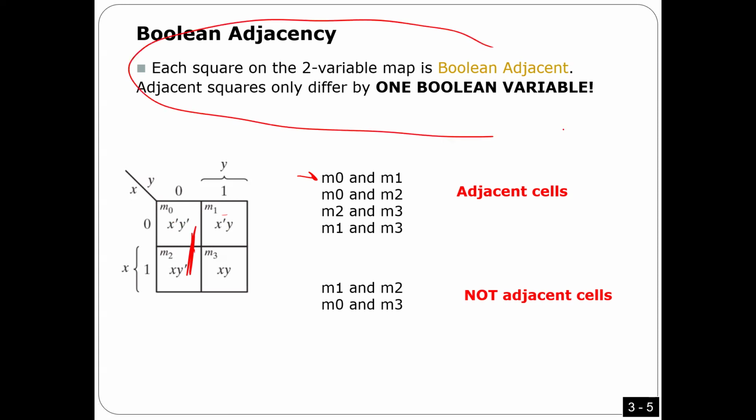Okay. I made a rule here. This is the rule. Okay. Look here. Y prime, x prime. They are different in only one variable. So the answer is yes. This one also can be neighbors.